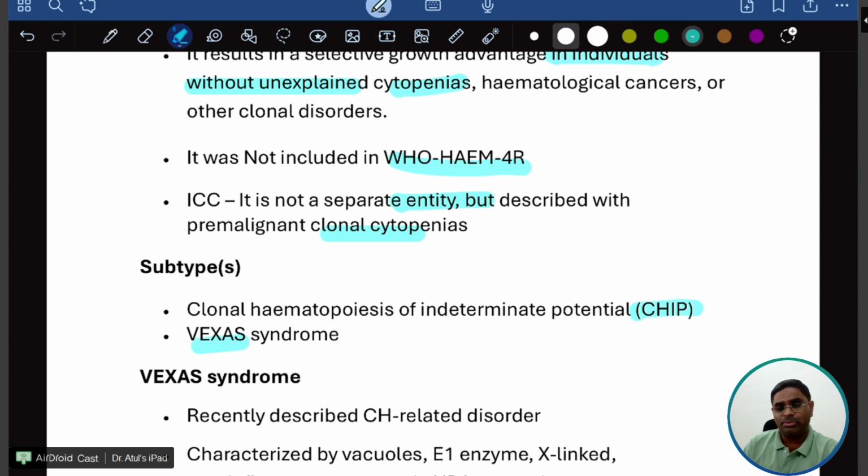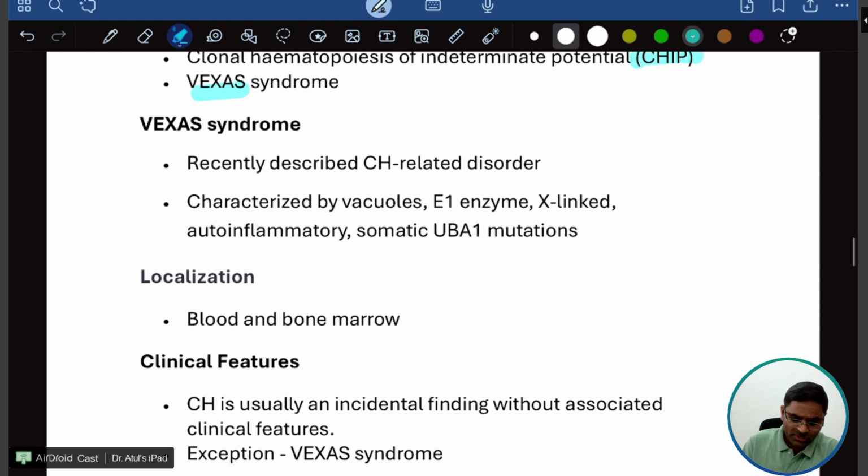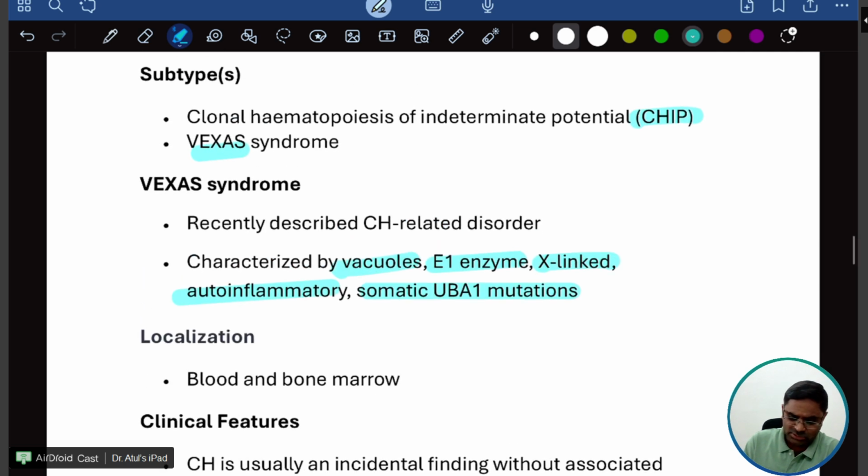CHIP is clonal hematopoiesis of indeterminate potential, and VEXAS syndrome, it looks like an acronym. The full form would be V for vacuoles, E for E1 enzyme, X for X-linked auto-inflammatory, and lastly S for somatic UBA1 mutation. So it is a recently described CH related disorder. Right now it is under clonal hematopoiesis only, but as WHO says, it is likely that in the next edition it would be a separate category.